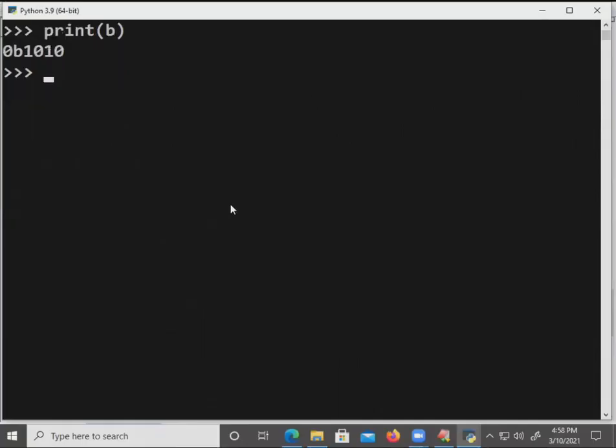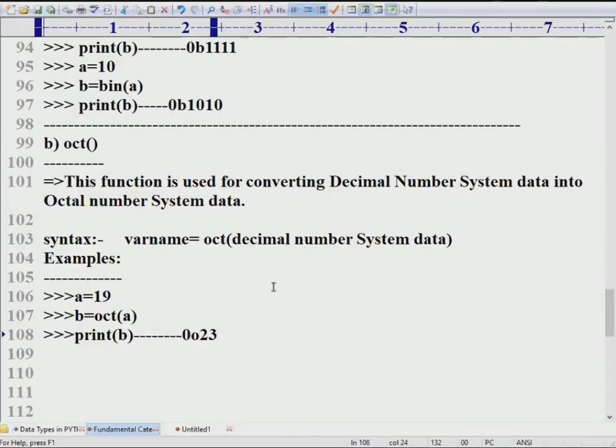Check it out at this place. A is equal to 19. B is equal to oct of A. So you will be getting print of B. What is the result coming? 0o23. Are you getting my point? Yes. Next, write down. Take this example.